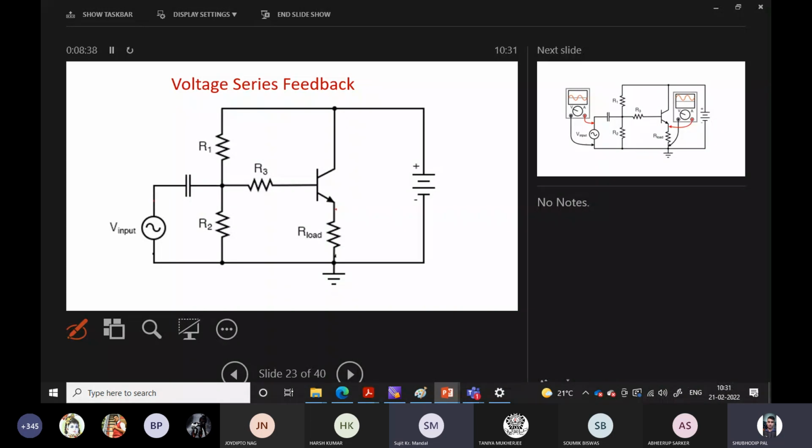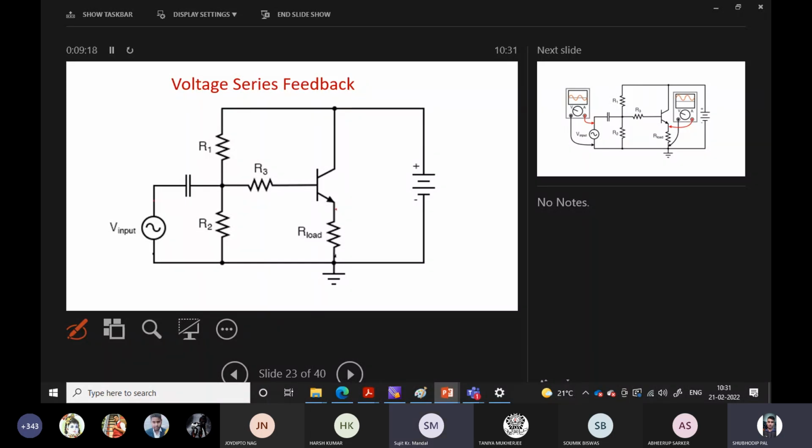Another amplifier. Consider a common collector configuration. In common collector configuration, where is the load resistance connected? Emitter side. Good. So can you identify this? Which type of configuration is it? Common emitter, common base, or common collector? Common emitter. Common collector. Common emitter or common collector?